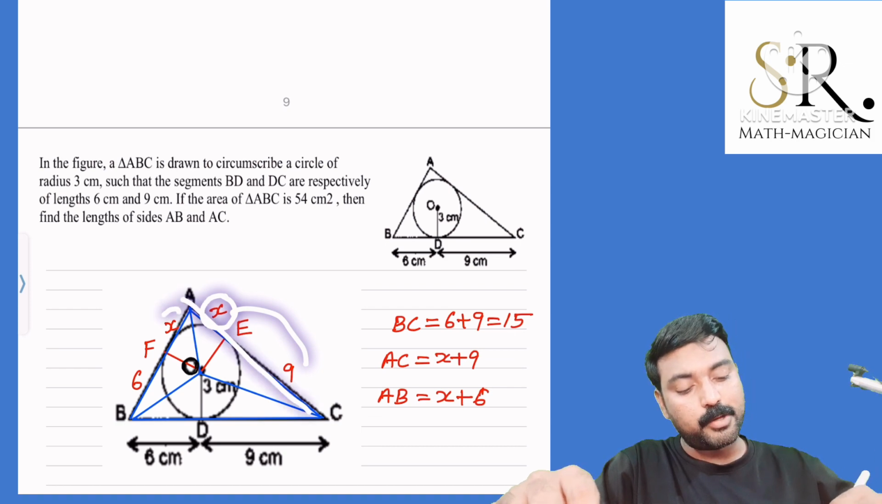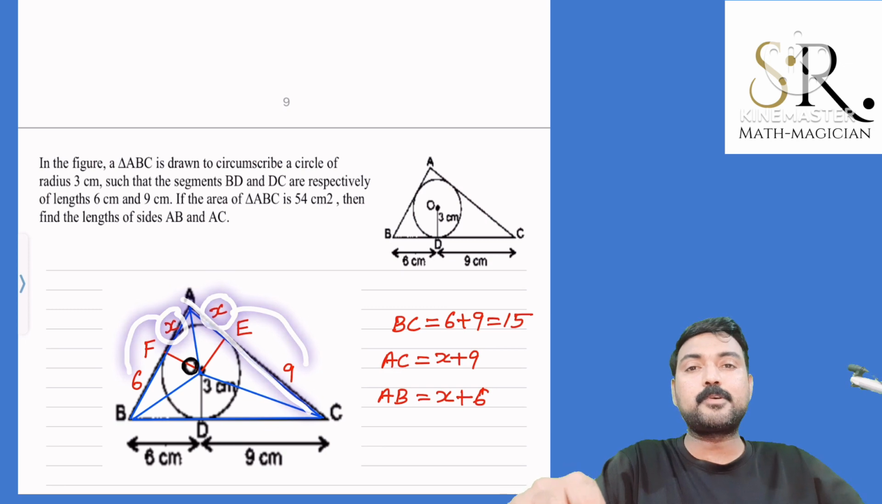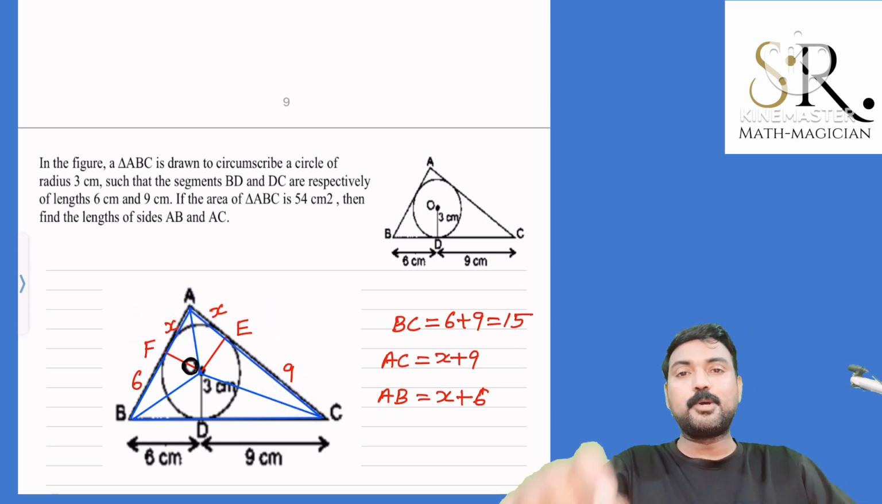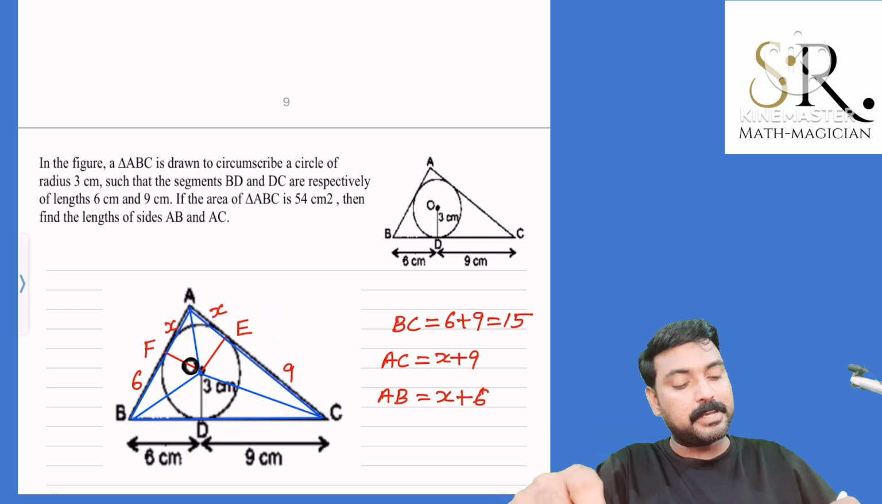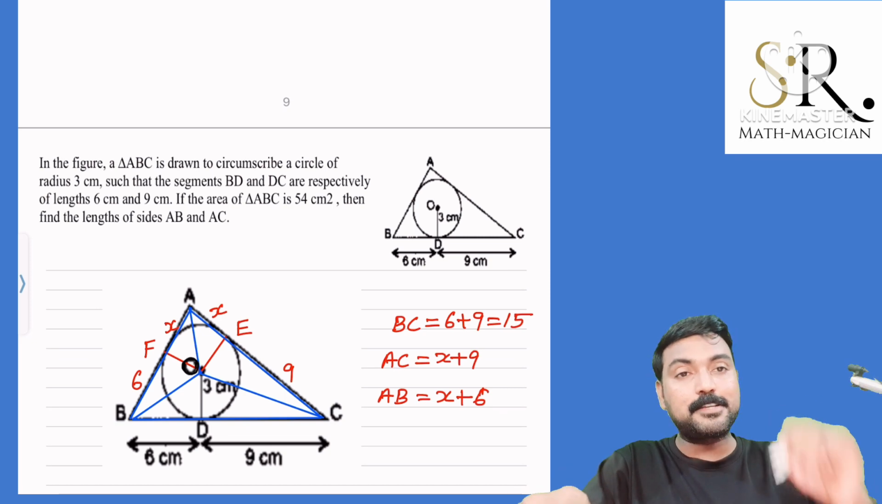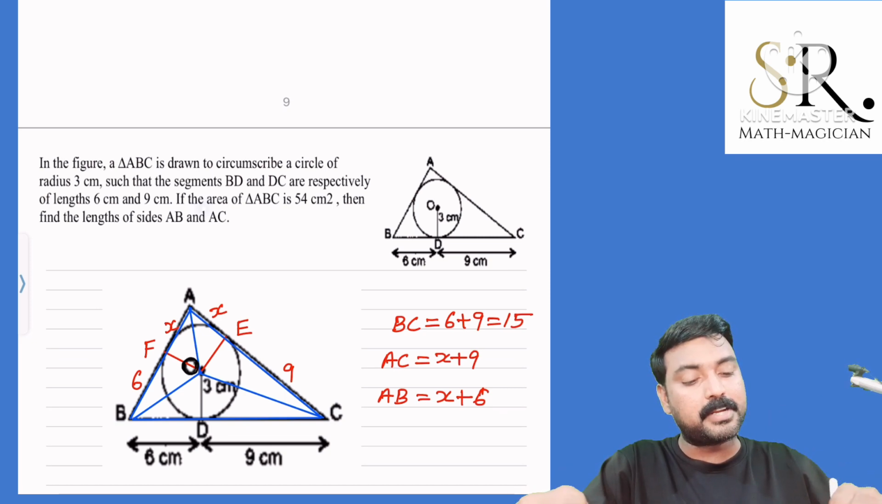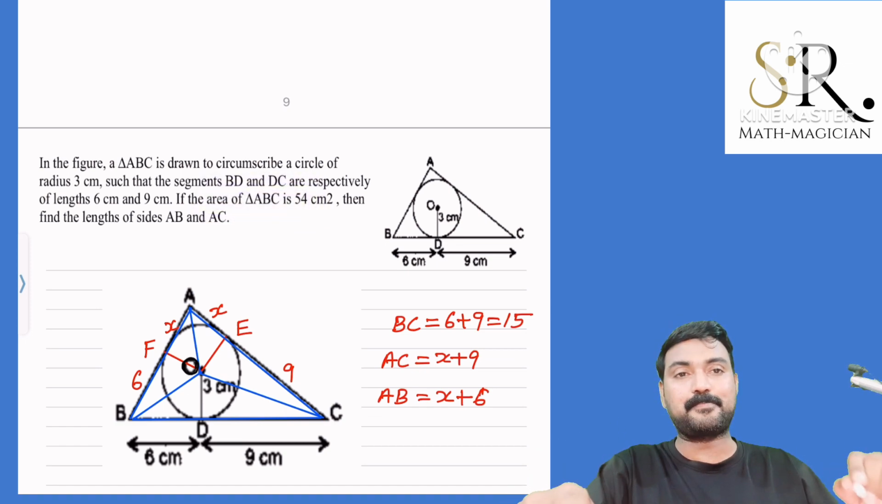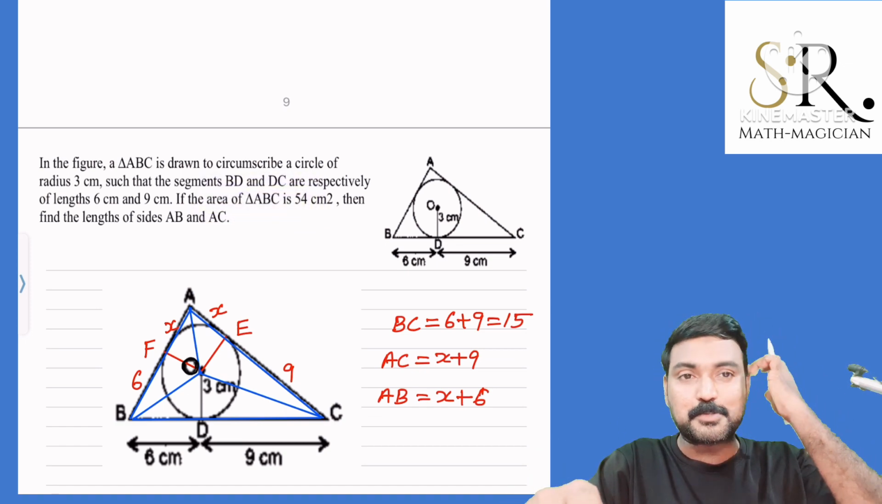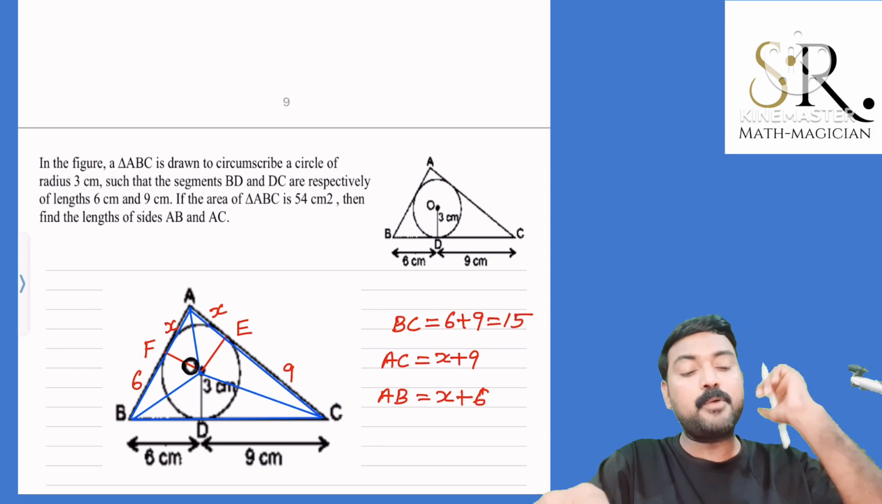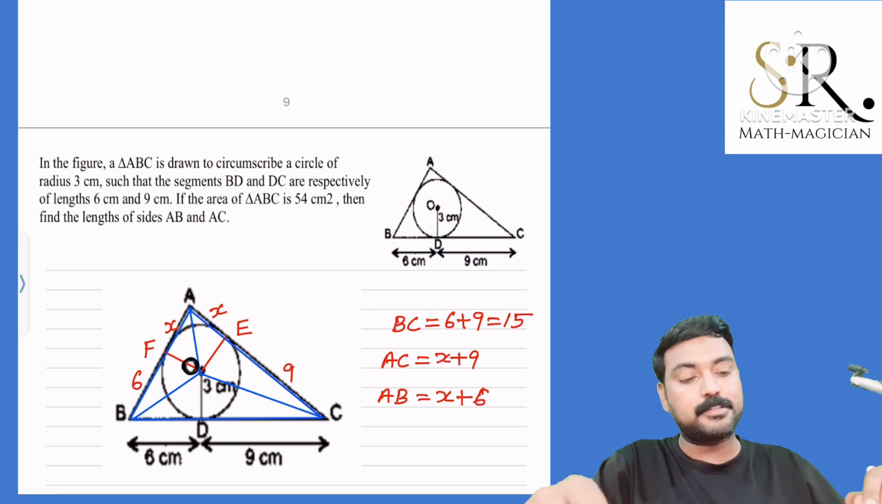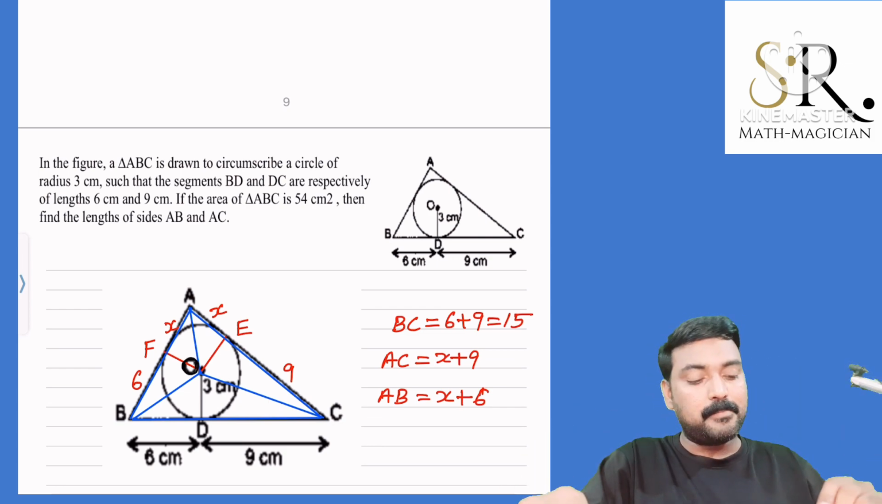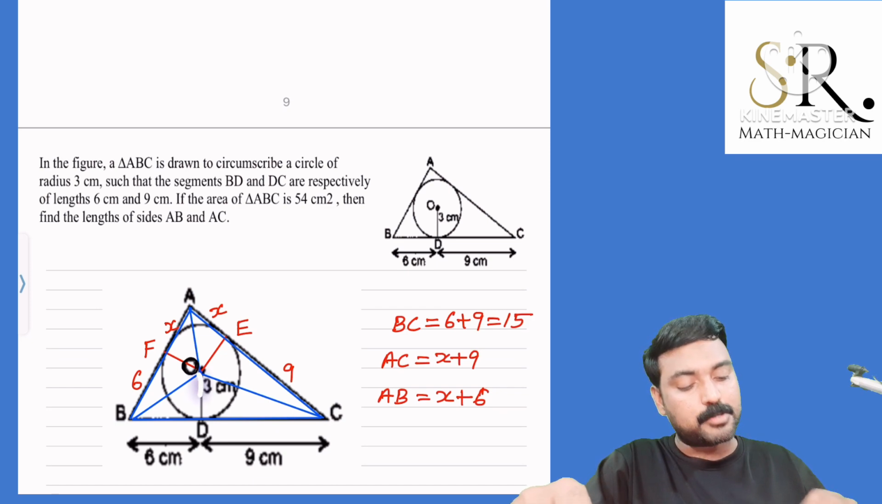If we know the value of X from this, we can add it with the 6, and we will get AB. So how to find X? To find the value of X, we need to make a connection. For that, in the question, it is given that the area of triangle ABC is 54 centimeter square. It is already given, but we have to connect this 3 centimeter also.